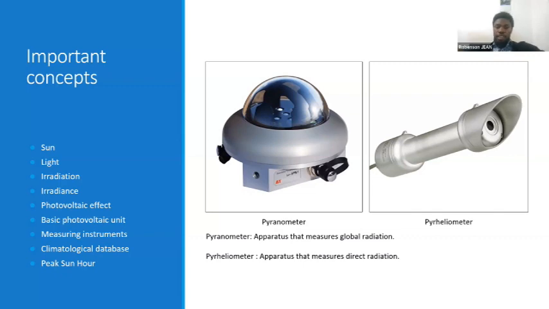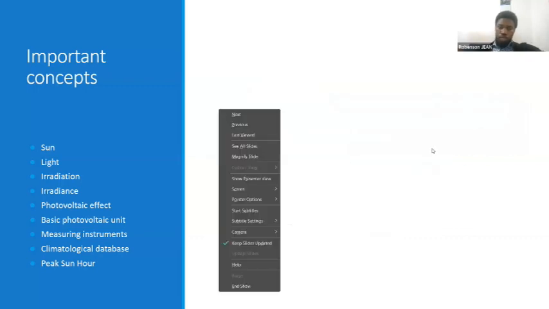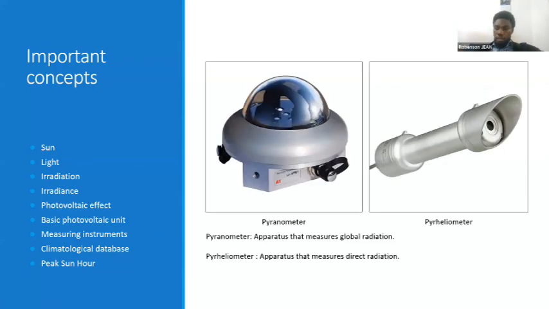To do that, there are instruments. We have a pyranometer. The pyranometer is an apparatus that measures the global radiation that we have seen before. So it is the sum of all of those irradiations. And we have the pyrheliometer. The pyrheliometer is an apparatus that measures the direct radiation, which is the most important, that comes directly without disturbance to the module.